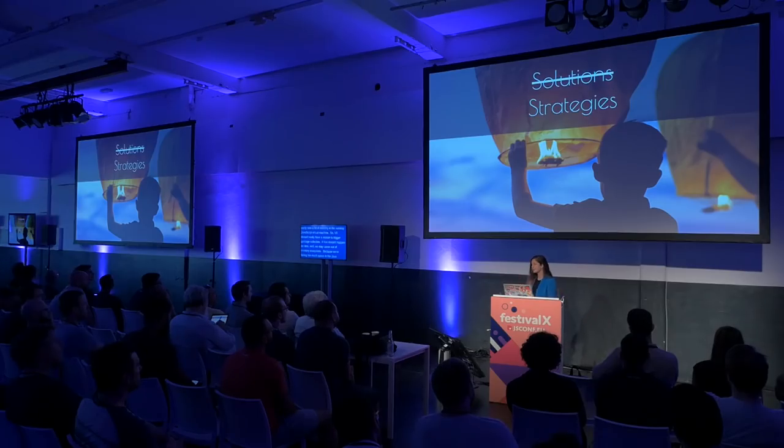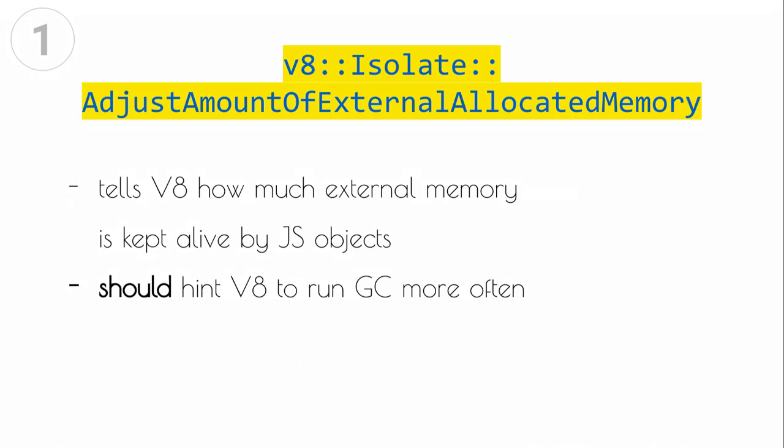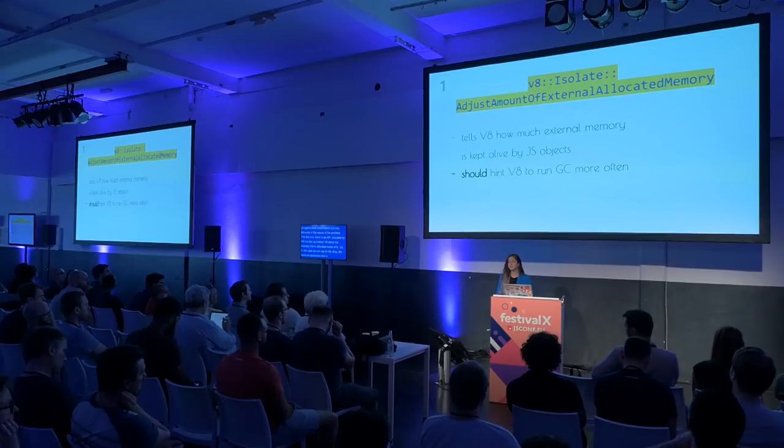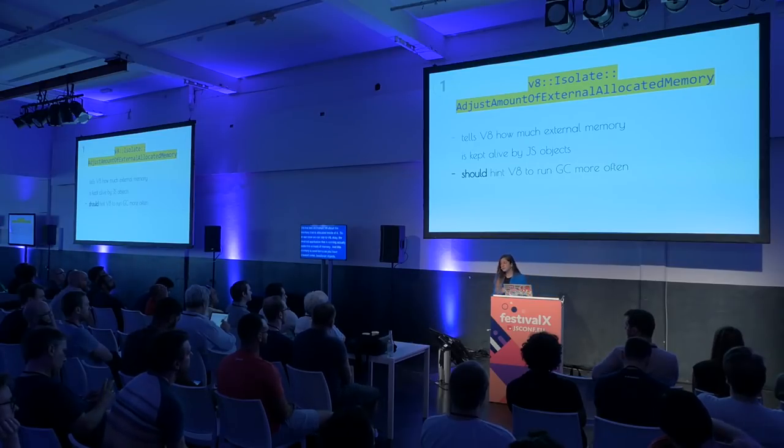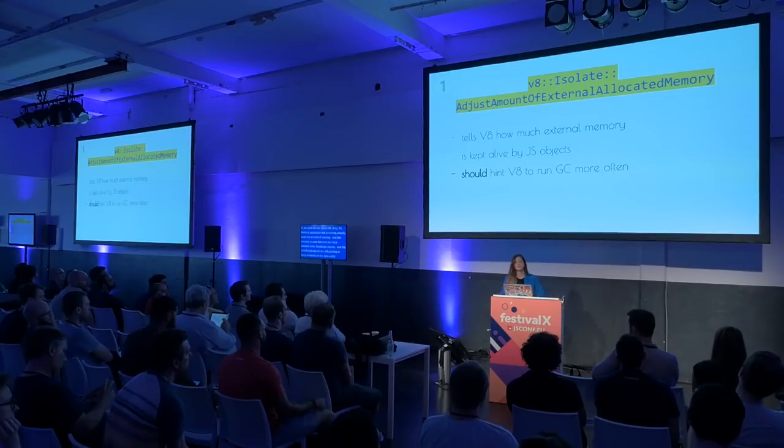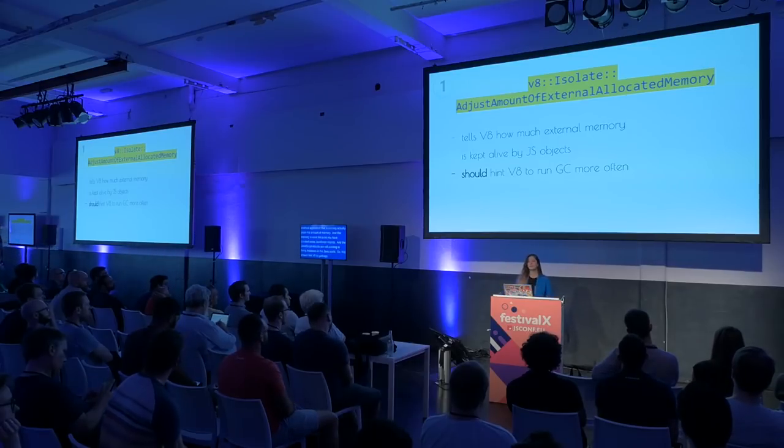Some solutions are more like strategies to overcome this because there is no straightforward deterministic solution because of the nature of the problem. The first one, there is an API provided by V8 that lets us instruct V8 about the memory that is allocated inside of it. So in our case, we can say to V8, OK, the Android application that is running actually uses this amount of memory. And this memory is used because you have created some JavaScript objects. And the JavaScript objects are still pointing to living instances in the Java world. So this should hint V8 to run garbage collection more often because it's more aware that there is some memory that should be freed. But it doesn't really, I mean, it works in practice, but we can still get out-of-memory exceptions.